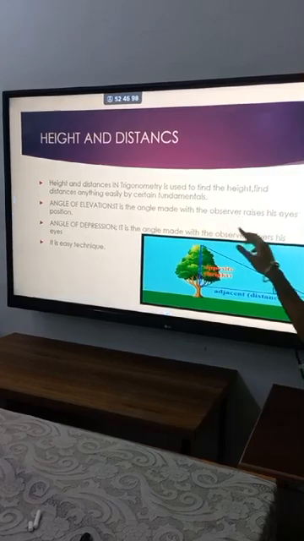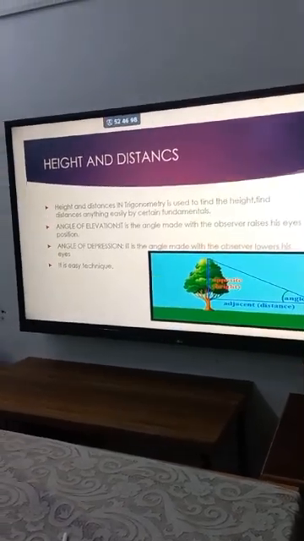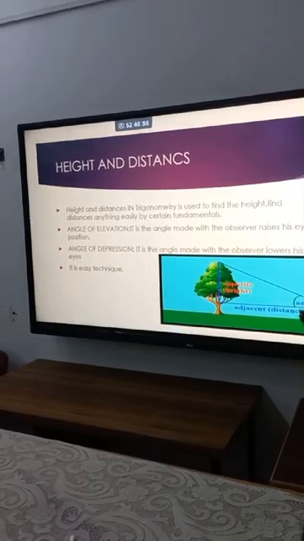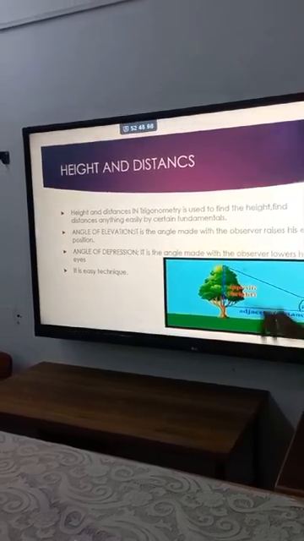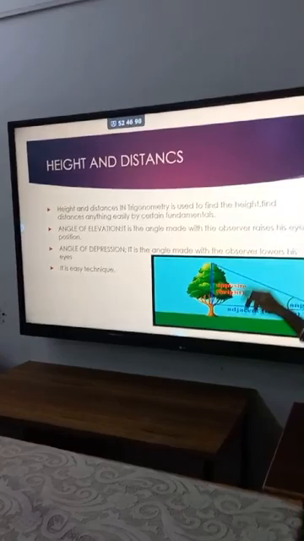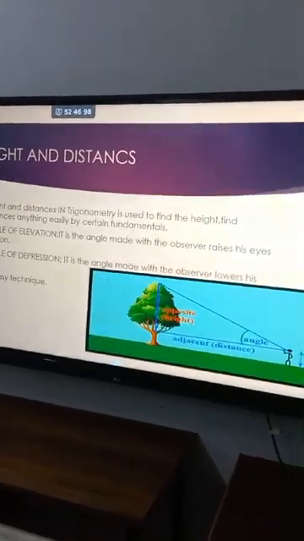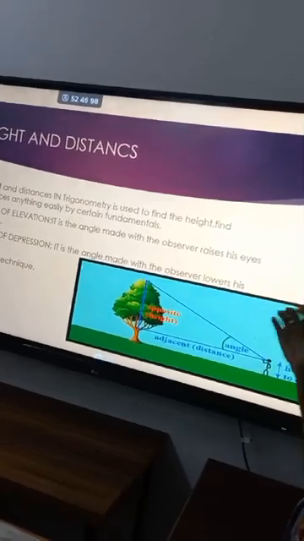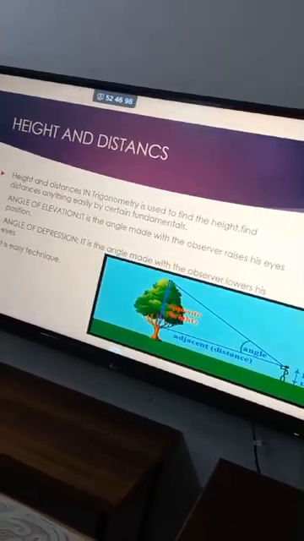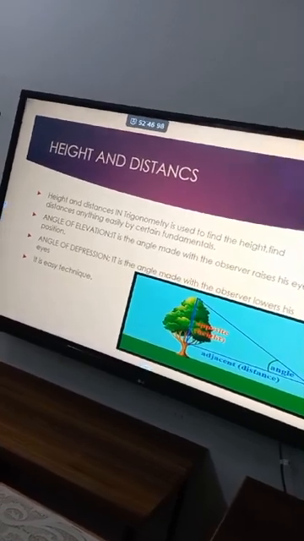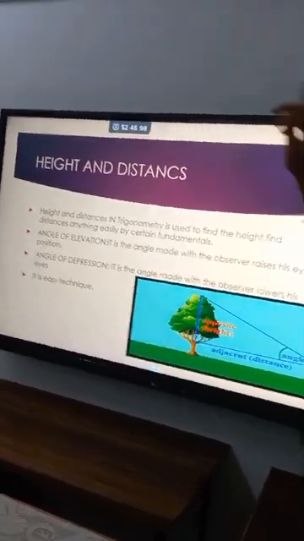Heights and distances in trigonometry is used to find heights and distances of anything easily by certain fundamentals. We have two things here. The first one is angle of elevation. It is the angle made with the observer when he raises his eyes. Like we'll take an example of an aeroplane. When it's moving upwards, like when it's taking off, we see that it's going up. So it is angle of elevation.